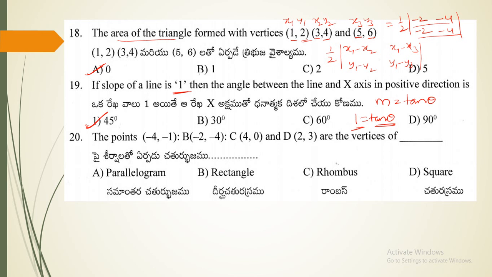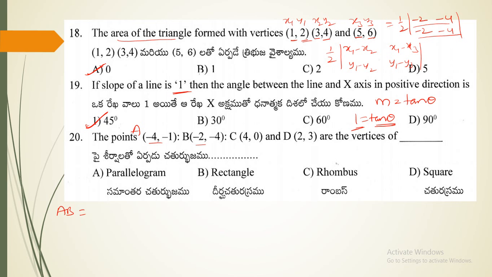Next, the points minus 4 comma minus 1, minus 2 comma minus 4, 4 comma 0, 2 comma 3 are the vertices of. It is asking you to find the vertices of, right? If you take the diagonal bisecting point, all will bisect each other, right? Now what we need to do is take the distances. Finding out the distances, this is A, this is B, this is C and D. So what is AB distance?